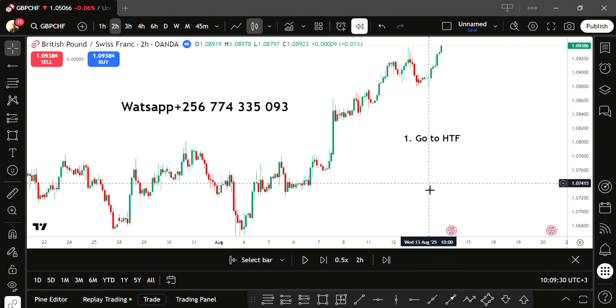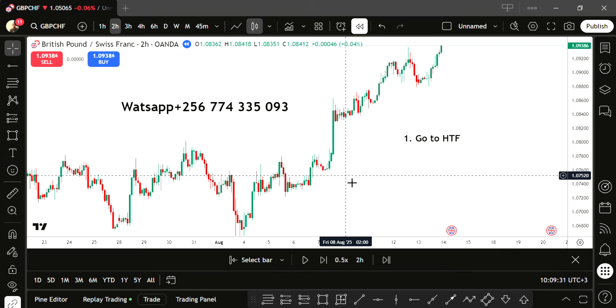So when you open the chart like this, a clean chart, this is the 2-hour time frame, GBP/CHF. The first thing you want to do, you want to go to your highest time frame. So I'm just going to go to my highest time frame, which is the weekly. I use the weekly as my highest time frame, but you can use whichever time frame you see.